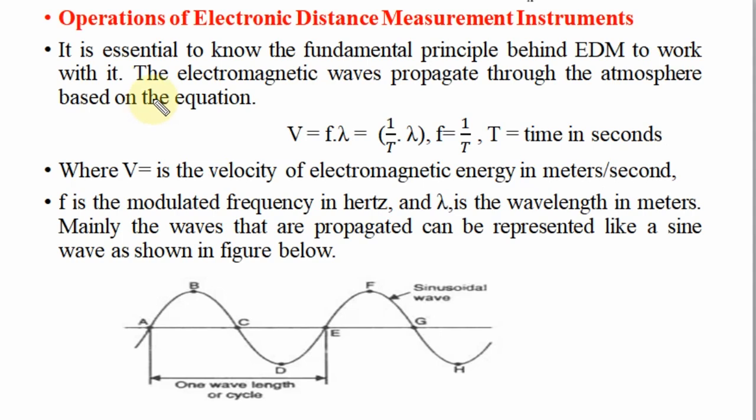So, you can see here the operation. It is essential to know the fundamental principle behind EDMs. When the electromagnetic wave propagates through the atmosphere, based on the equation V = fλ, where V is the velocity of the electromagnetic wave in meters per second, f is the modulated frequency in hertz and lambda is the wavelength in meters. Mainly the waves that propagate can be represented like sine waves as shown in the figures. Okay.